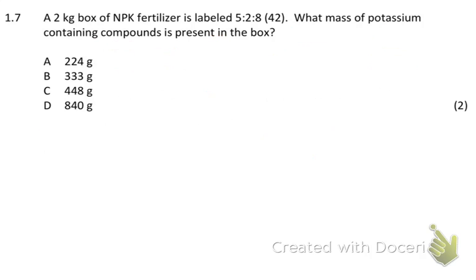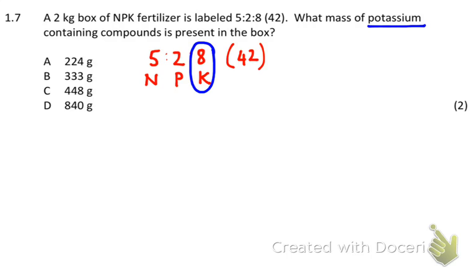All right, 1.7, NPK fertilizer, 5 to 8. Remember, they are listed in order, N, P, and K. The question's interested in the mass of potassium, so that's the 8. So the calculation looks like this. You take the 8 for potassium and divide it by the sum of those numbers, so 5 plus 2 is 7, plus 8 is 15.